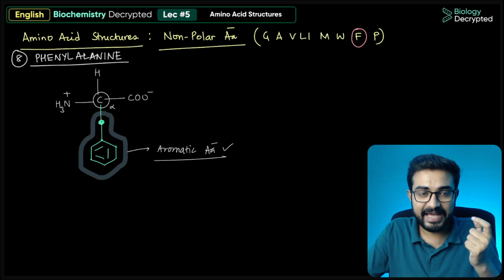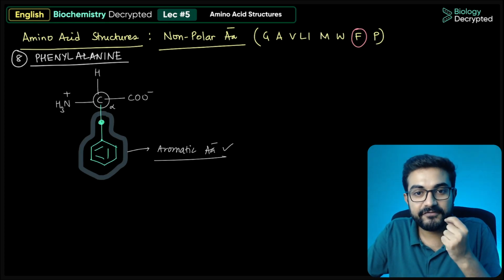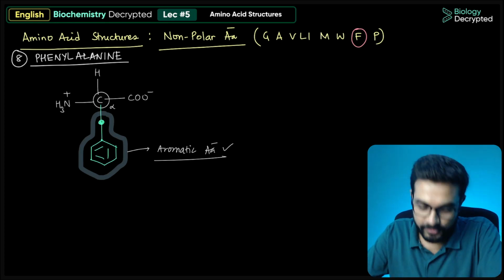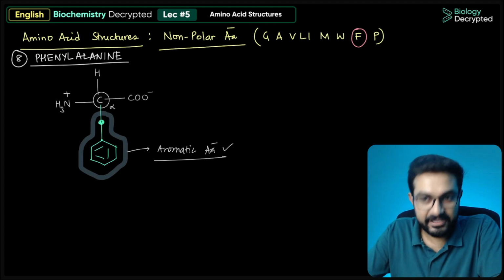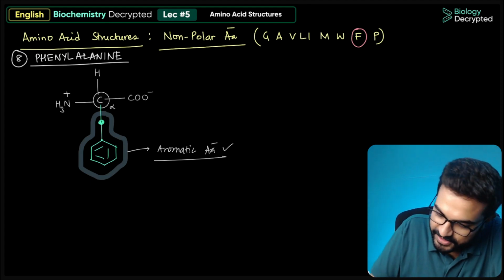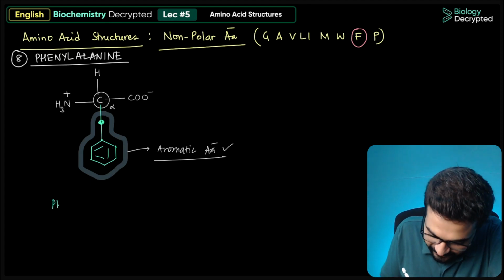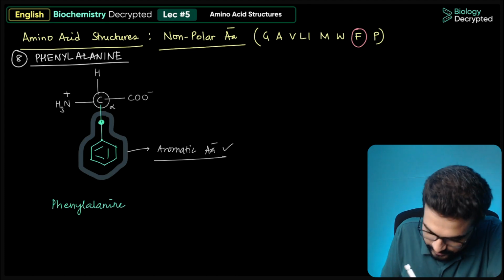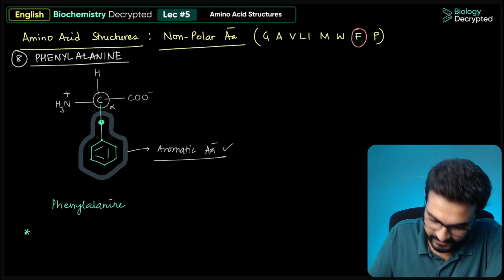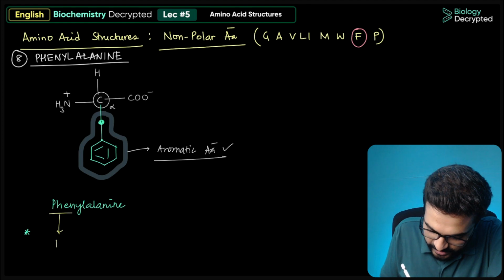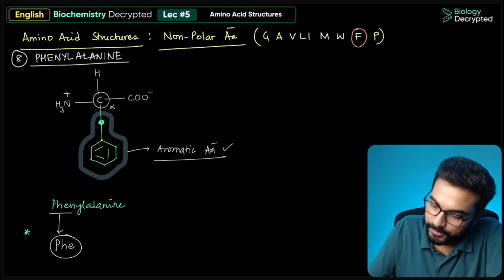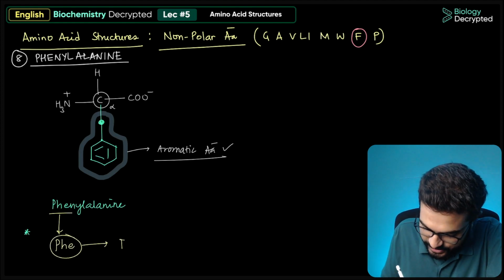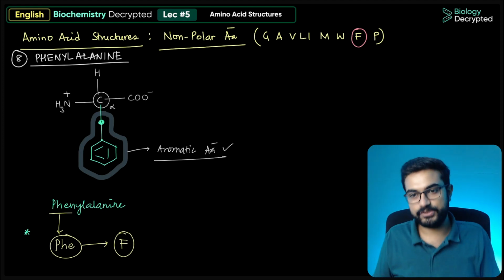Although it's phenylalanine, you pronounce it as phenyl, so F. So yes, we don't write P here, we write F here. Based on the sound, we say it's F. So let's write phenylalanine. This is peculiar. The 3-letter code is very simple, it's PHE, but the 1-letter code is actually F.